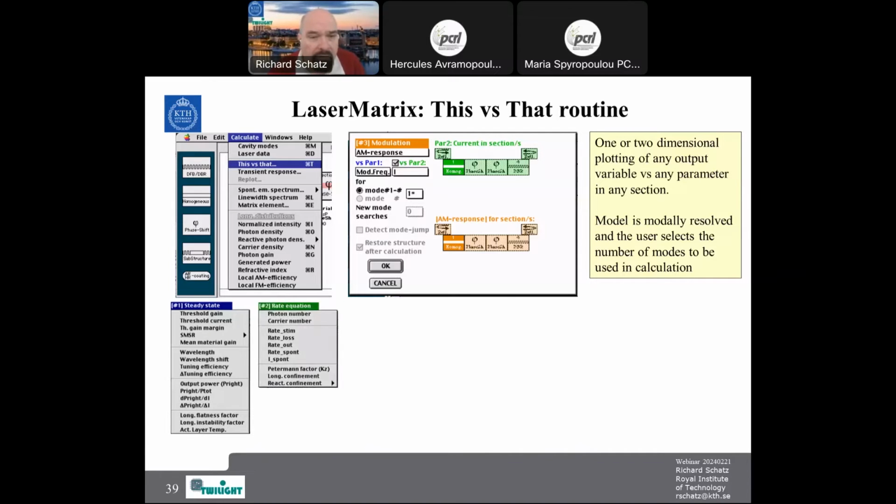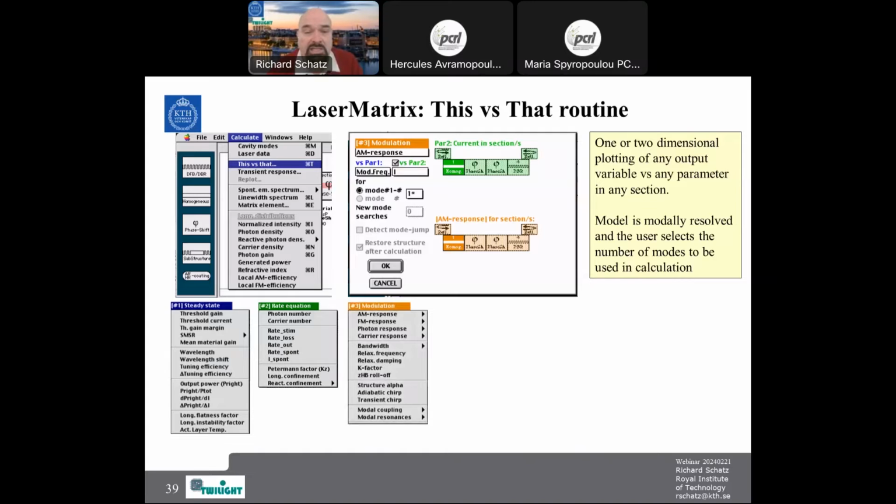or you can have rate equation parameters. If you want to model your laser, you can calculate how rate equation parameters depend on different input parameters. So you can get the photon number in your laser or carrier number, and then the stimulated gain rate, the loss rate, the output mirror loss rate, the spontaneous emission rate, and also the spontaneous recombination rate, and so on. Also the Petermann factor and longitudinal confinement and transverse confinement. I will not go through that.